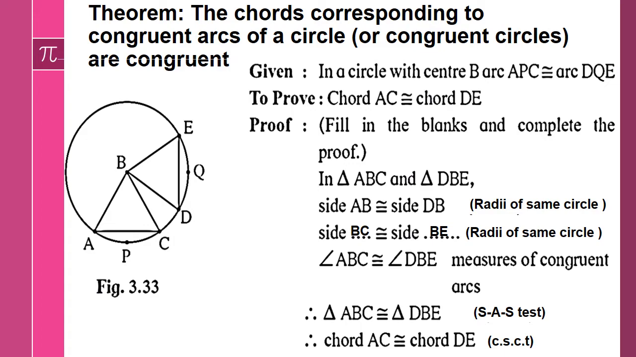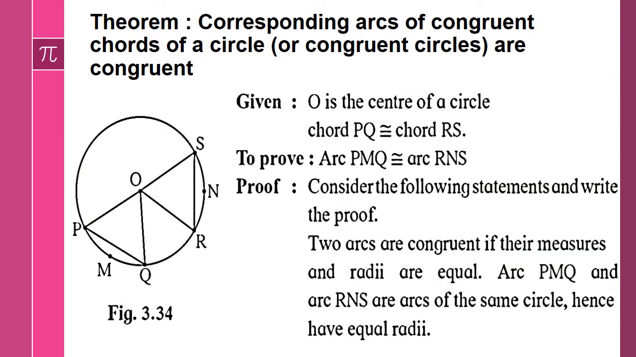Now let's see the converse of this theorem. The converse says that corresponding arcs of congruent chords of a circle or congruent circles are congruent. That means if we have two chords which are congruent, then the corresponding arcs of the circle are also congruent. Suppose chord PQ and chord RS are congruent. Then by the converse we need to prove that arc PMQ is congruent to arc RNS.